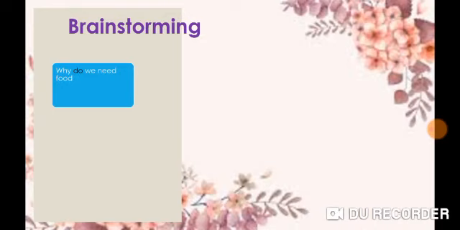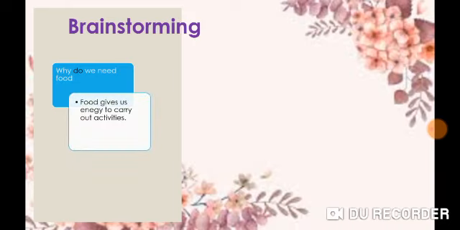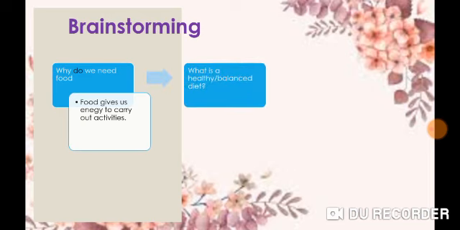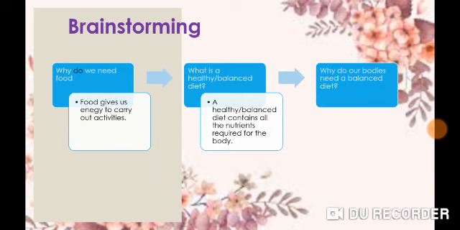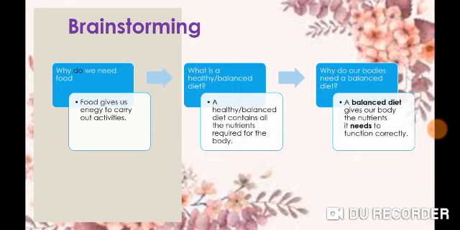Now, do you know why do we need food? Well, we need food because it gives us energy to carry out different activities. Next is, what is a healthy or balanced diet? A healthy or balanced diet contains all the nutrients required for the body. Next question is, why do our bodies need a balanced diet? Well, a balanced diet gives our body the nutrients it needs to function correctly.